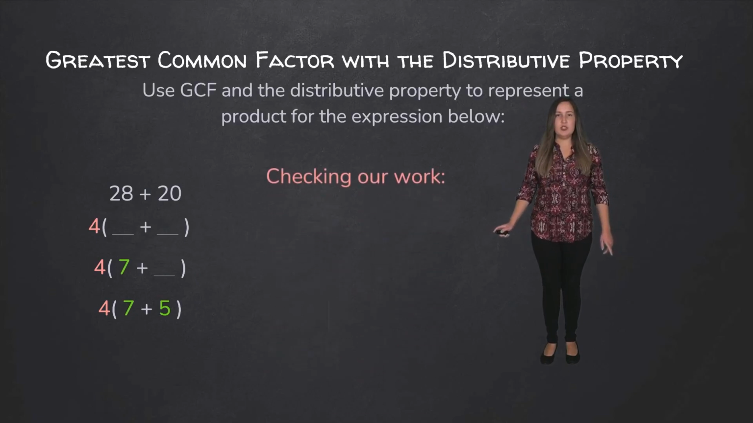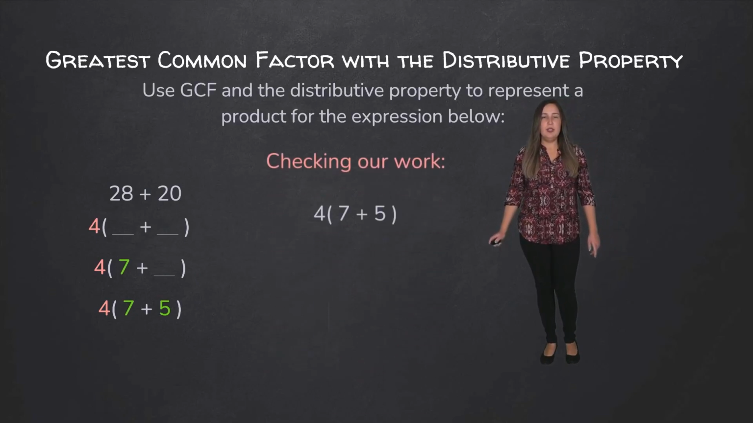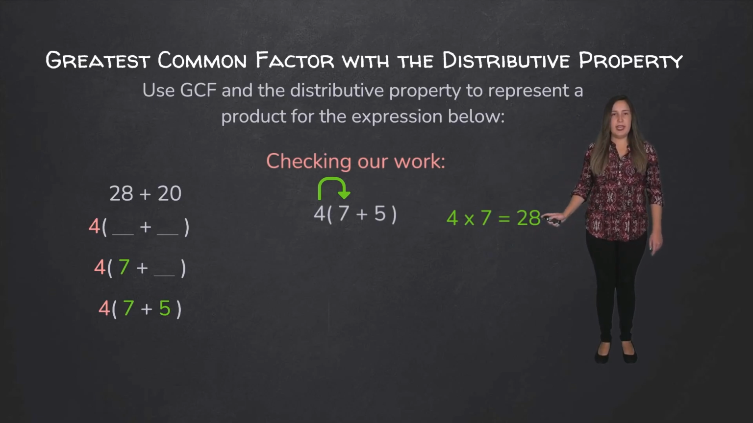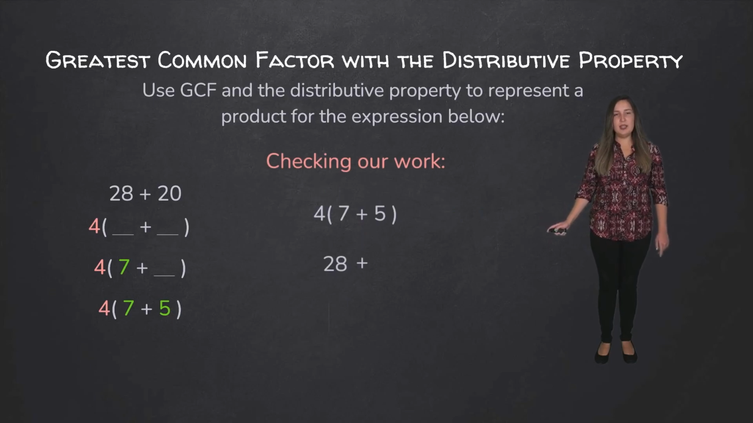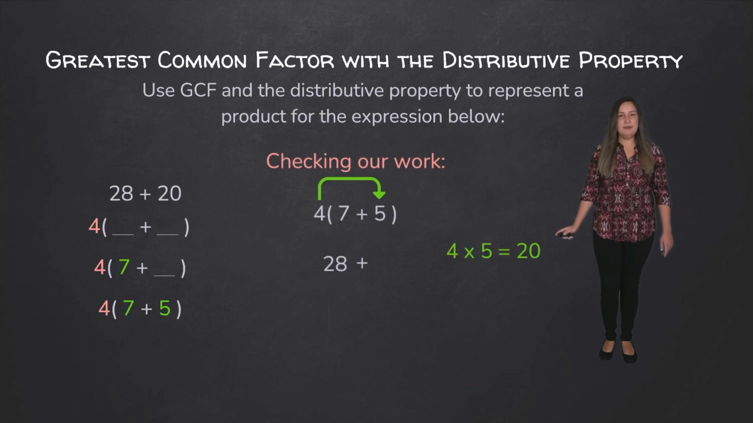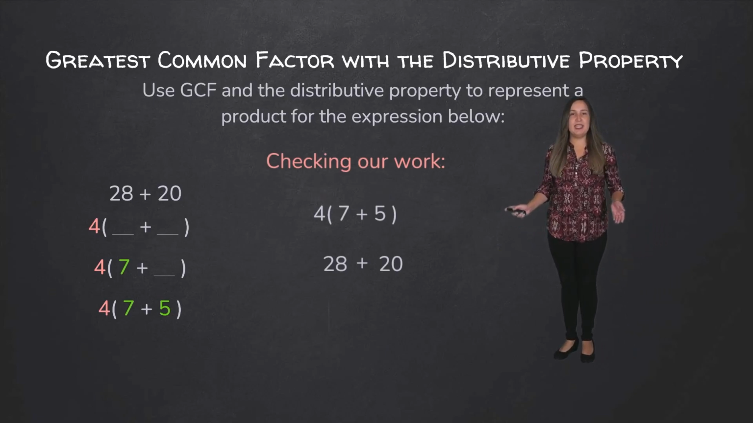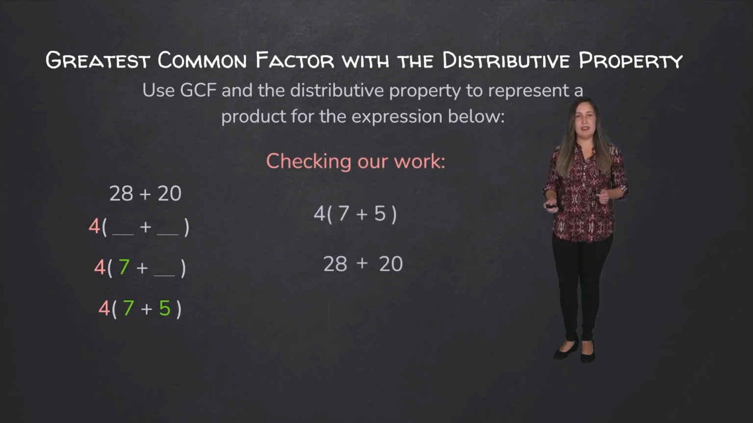Just to make sure, let's check our work. So 28 plus 20 should equal 4 times 7 plus 5. So we're going to multiply 4 times 7. We know that 4 times 7 is 28. So underneath that, we're going to write a 28. We're going to bring down the plus sign. And then we're going to do 4 times 5. And we know that 4 times 5 is equal to 20. So we did get the same answer, meaning 28 plus 20 is equivalent to 4 times 7 plus 5.